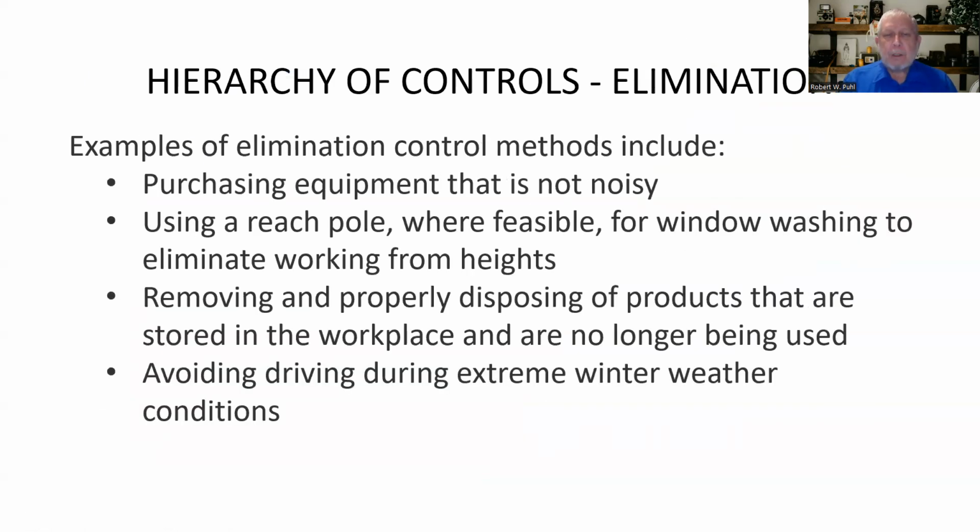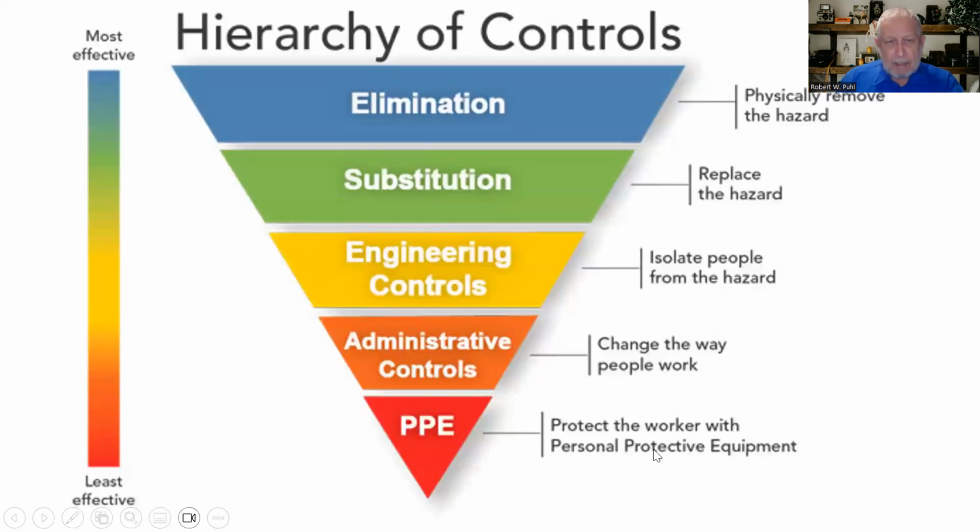Examples of elimination control methods include purchasing equipment that is not noisy, using a reach pole where feasible for window washing to eliminate working from heights, removing and properly disposing of products that are stored in the workplace and are no longer being used, and avoiding driving during extreme winter weather conditions. Makes sense. If it's all icy outside, you just don't go there. You've eliminated a hazard, haven't you? Again, that's elimination.